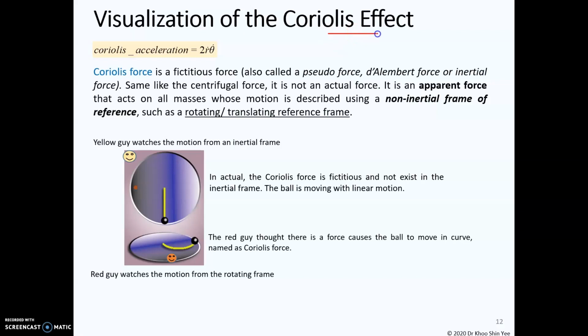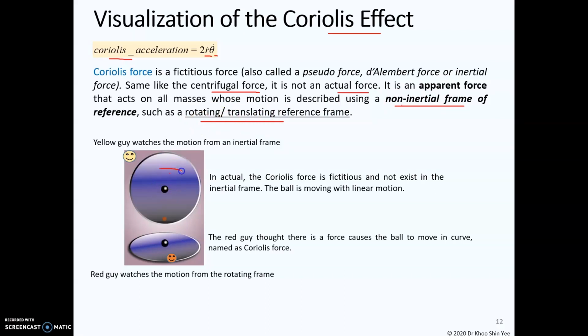You should know what the Coriolis effect is. Previously, you learned about the Coriolis acceleration, which is equal to 2 multiplied by the sliding velocity multiplied by the angular velocity. So the Coriolis force is a fictitious force. Same as the centrifugal force, this Coriolis force is not an actual force. You can visualize the Coriolis force in a non-inertial frame, such as a rotating frame.